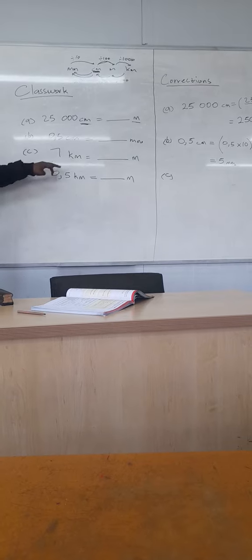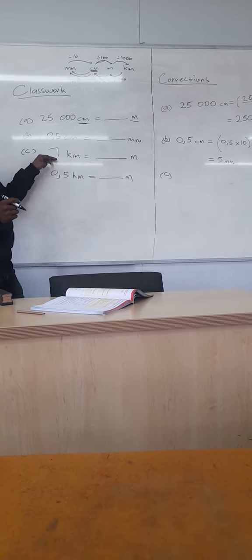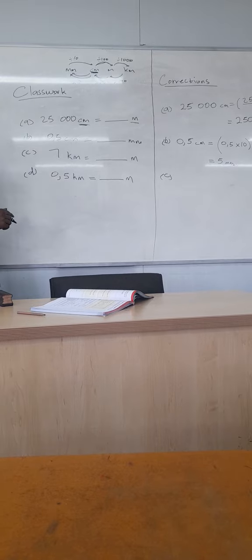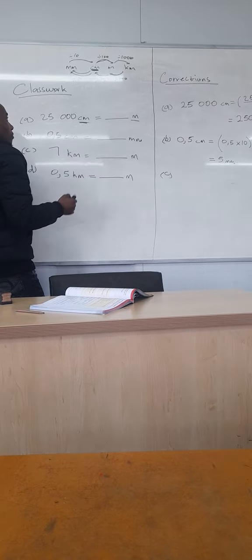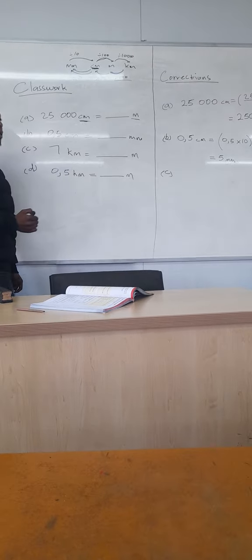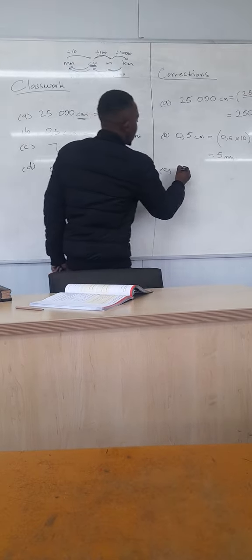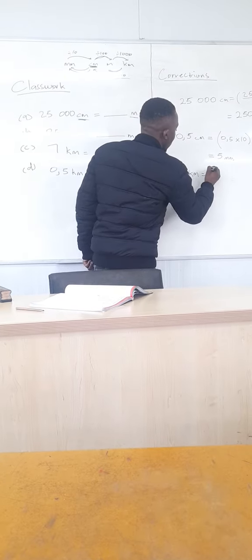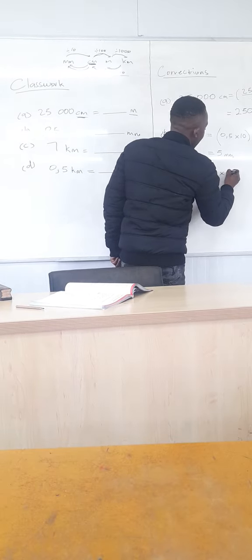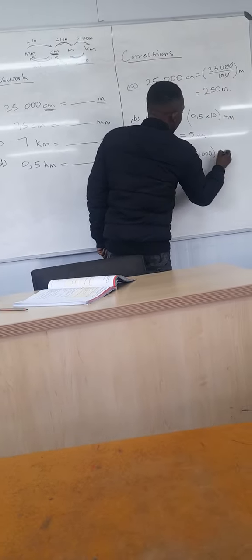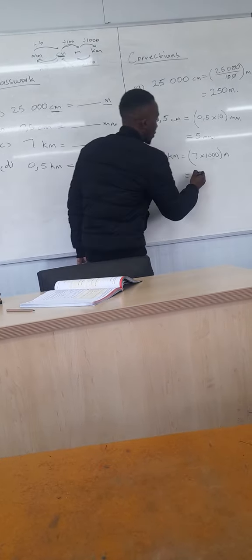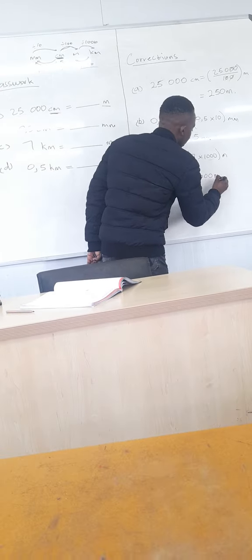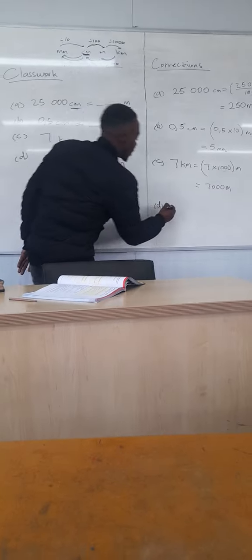Number C. We have 7 kilometers. We convert it to meters. We come to our diagram. We are moving from kilometer to meter. What do we do? We multiply by 1,000. So we have 7 kilometers, 7 multiplied by 1,000 meters. 7 multiplied by 1,000 is 7,000 meters.